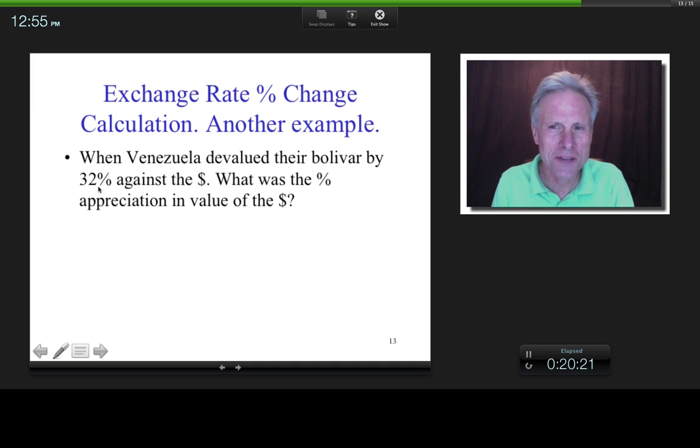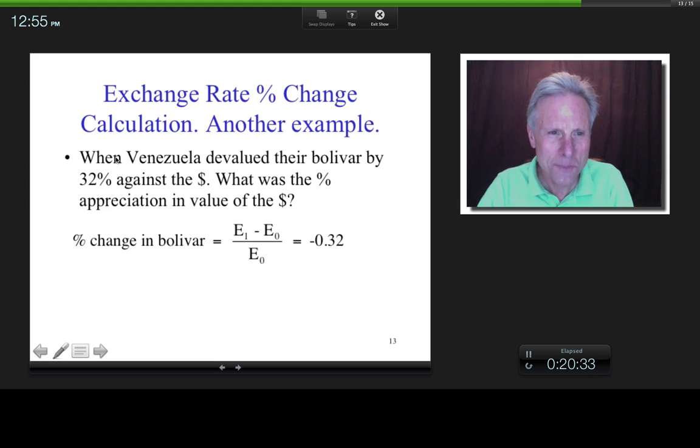So we would have to say that E1 minus E0 divided by E0 is equal to minus 0.32, right? So that's basically what this first sentence is saying. Now, I'll need this a little bit later, but I could multiply both sides by E0, and I get E1 minus E0 equals minus 0.32 E0. If you want, write it out on a piece of paper and convince yourself of this.